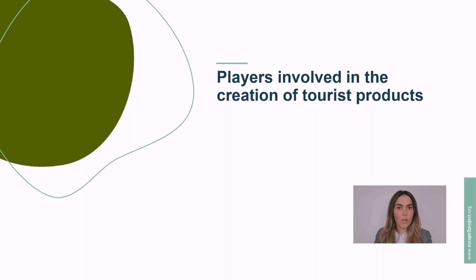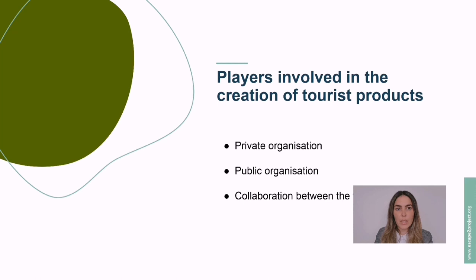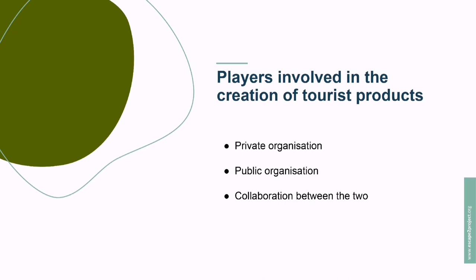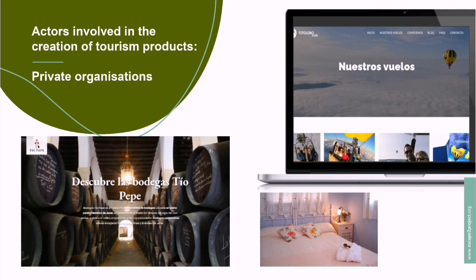Players involved in the creation of tourist products. There are three types of players: private organizations, public organizations, and the collaboration between the two. Private organizations. Here are some examples of private companies that have turned a resource into products and services to sell, such as wineries and rural homes that value experience.